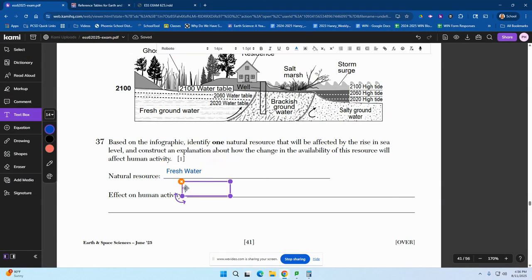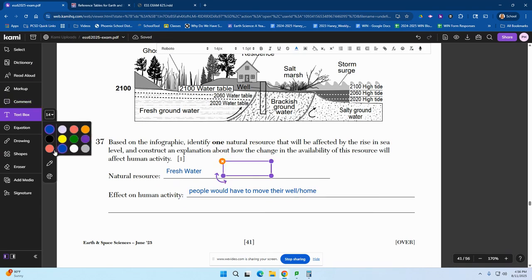And I'm going to write in blue down here what my effect on human activity would be. So if I had chosen fresh water, then how would that affect human activity? Well, I can't really drink salty water. And so I would have to either move my well, or move to a new location. I might have to find other sources of water or get a filter of some kind. So I would say people would have to move their well or home. Okay, so that could be one solution there.